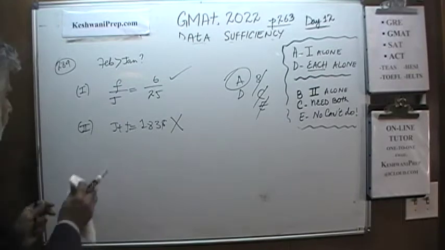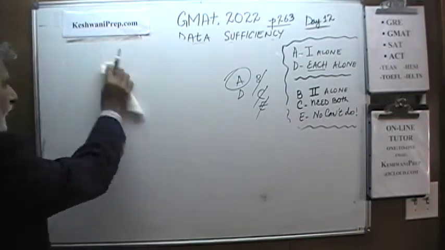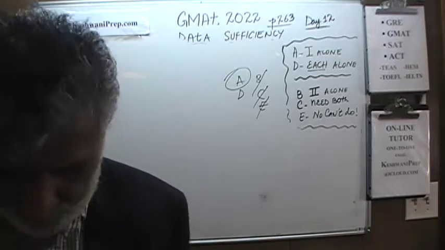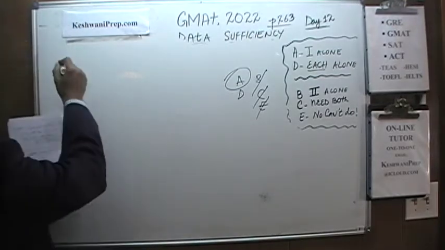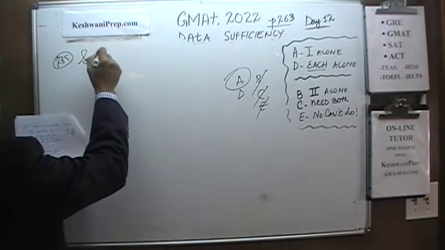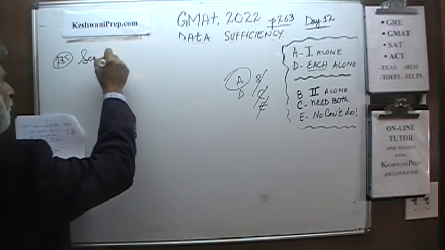285. In 285, we are told that we have a sequence. We have a sequence of 120 terms.